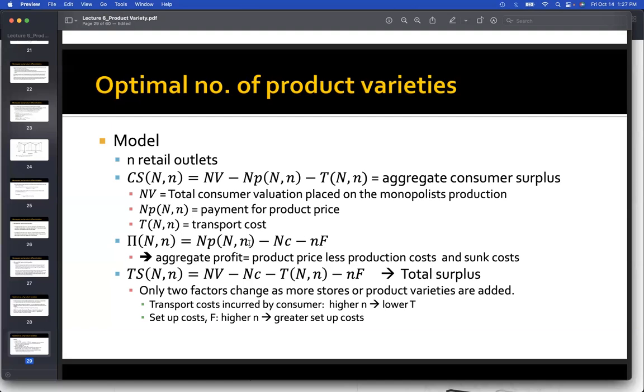So this is the monopolist problem, right? In the monopolist problem, higher N means a higher price. That's good for the monopolist. But a higher N means a higher F. So as you can see here, before I move on to the next slide, the profit-based number of stores is different from the optimal total surplus-based number of stores down here, because they're maximizing different things.